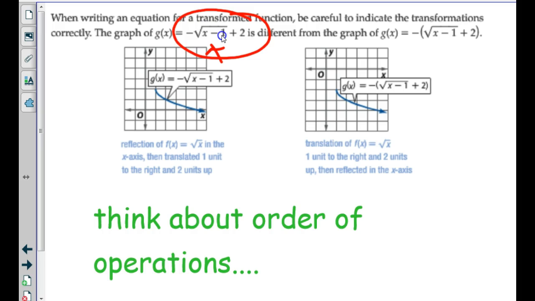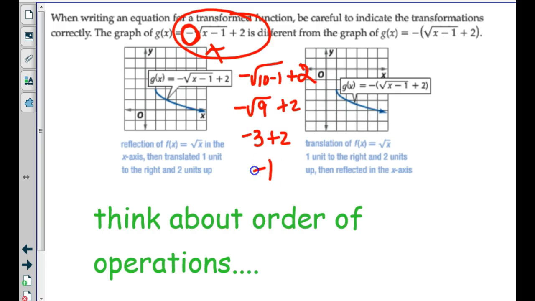To the right one. The second thing I would do after I square rooted the 9 would be to make it a 3 and then take its opposite. So the second transformation, I'm trying to help you by thinking about order of operations, guys. If I wrote negative square root of 10 minus 1 plus 2, is that what it had? The first thing you would do would make that square root of 9. Then you'd say, well, this is negative 3. And then you'd get negative 1.